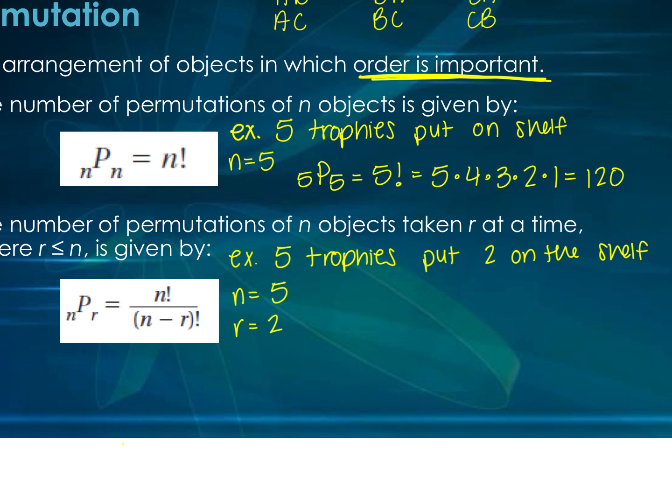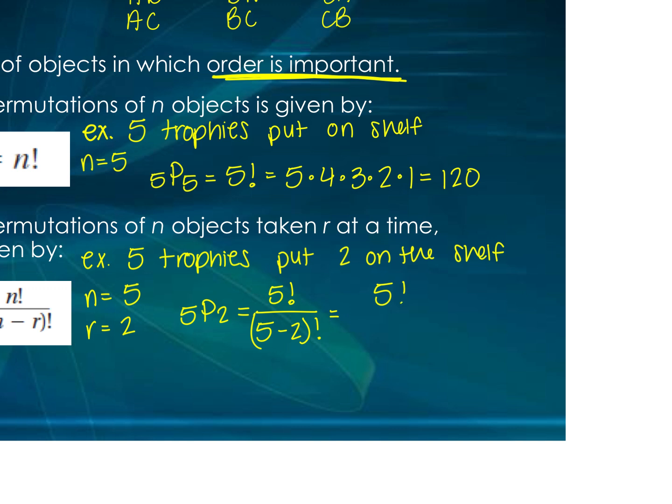So for this one, it's going to look like this. I'm going to have 5P2 equals 5 factorial over 5 minus 2 factorial. Writing it out, I'm still going to keep my 5 factorial on the top, over 5 minus 2, which gives me 3. How am I writing this out? 5, 4, 3, 2, 1 over 3, 2, 1. You could write it out this way, with the little factorial sign. You can write it this way.